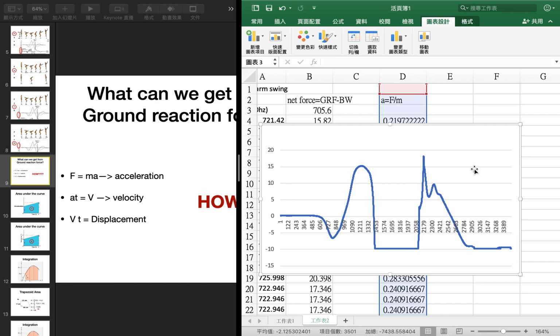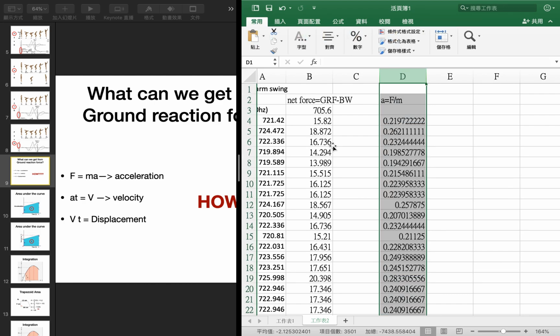Same method. You can see, basically, it's the same as the trend of force, right? Because we just divide by body mass, the trend won't be affected, but the scale will be affected. You can see the maximum acceleration will be around 15 here. Okay, so now we get acceleration.